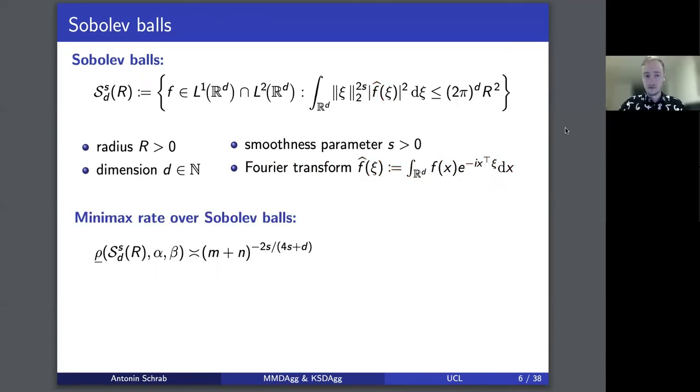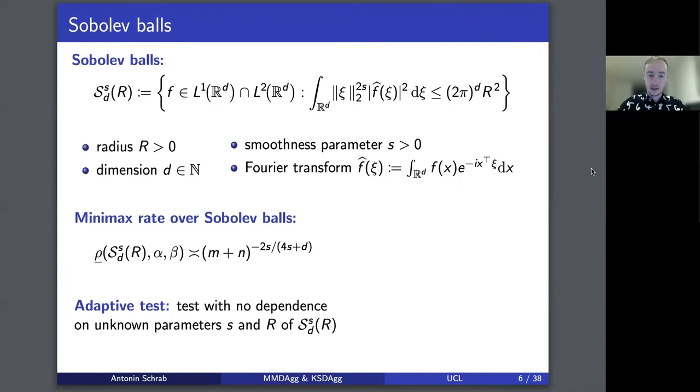And it is well known that the minimax rate over Sobolev balls is m plus n to the power minus 2s divided by 4s plus d. So everywhere I write m plus n, often this will be only n, but because we assume balanced sample size, we can always replace n with m or with m plus n essentially. And so the aim is to construct an adaptive test in the sense that it does not depend on s and does not depend on R, the unknown parameters of the Sobolev ball.